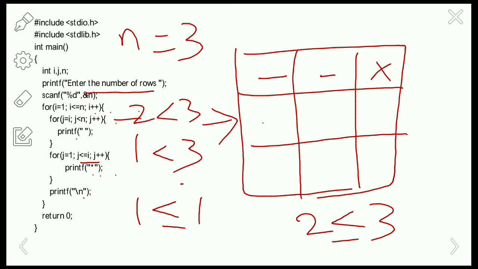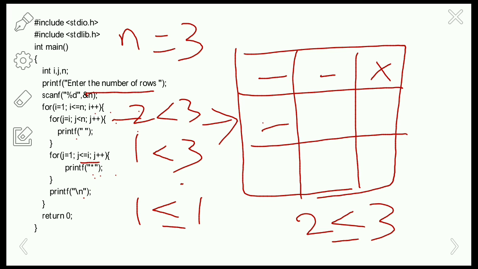So sorry. 2 less than 3, which is true, right? So we can print only one space. Since there is no equals to, 2 less than 3, it is going to print only one space. After that, this condition will fail and the control passes to the next for loop.